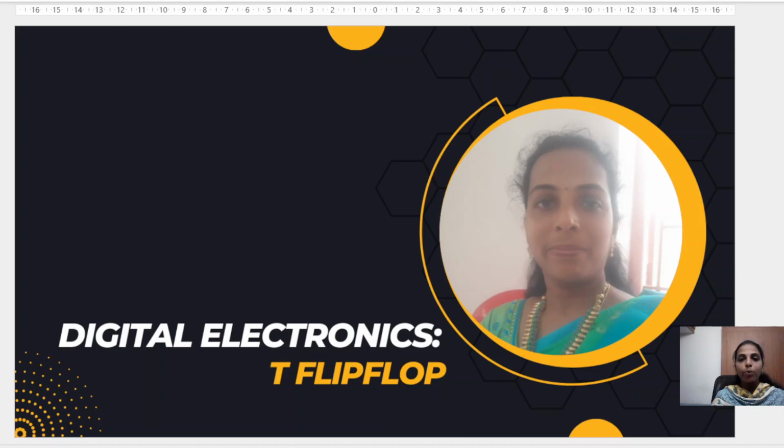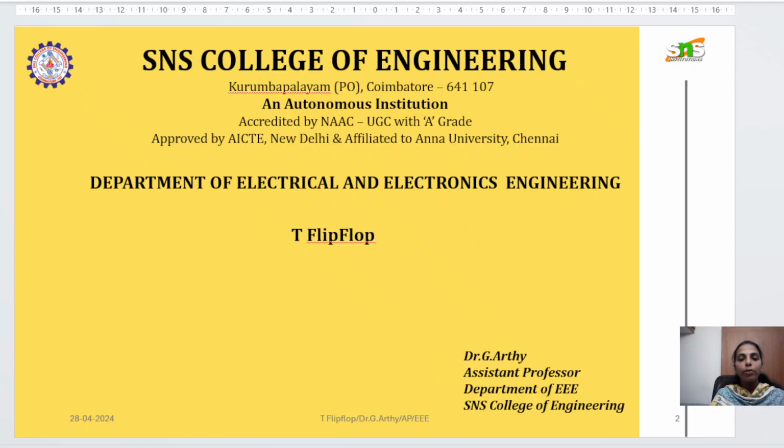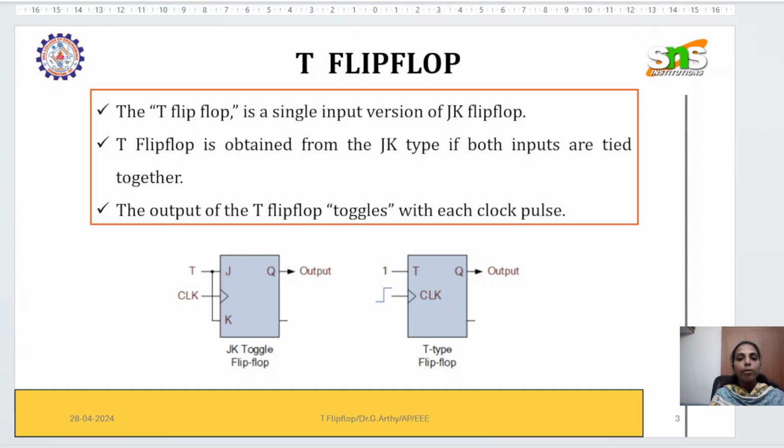In today's lecture, we are going to discuss the T flip-flop as part of a series of lectures on digital electronics and flip-flops. We have discussed the SR flip-flop, D flip-flop and JK flip-flop. So today we are going to discuss the T flip-flop. T flip-flop is also known as toggle flip-flop. T flip-flop is obtained from JK flip-flop. The output of the T flip-flop toggles in each clock pulse, and that is why it is known as T flip-flop.